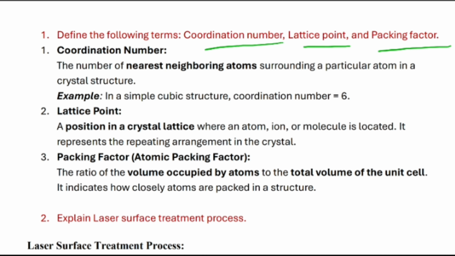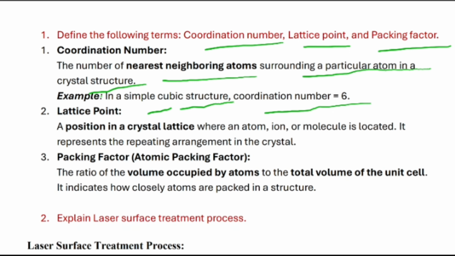So what do you mean by coordination number? It is the number of nearest neighboring atoms surrounding a particular atom in a crystalline structure. That we call the coordination number. You can give an example: for a cubic structure, the coordination number is 6.